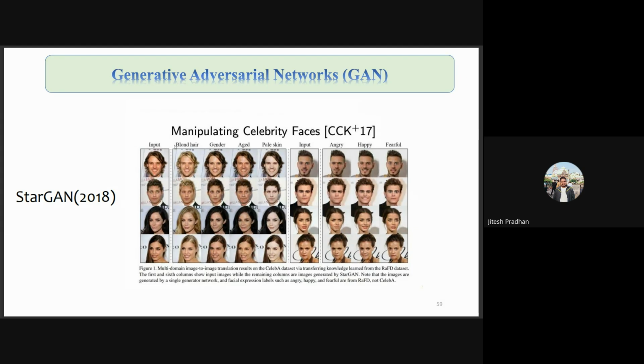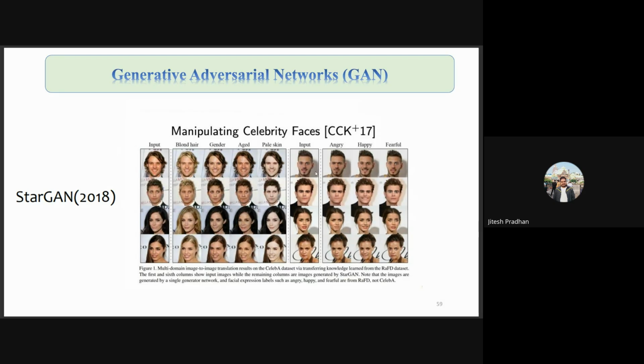From these input images, they have generated this. They have the input, and they have given blonde hair, so the hair has been changed to blonde. Then a gender change, where gender has been changed from male to female, female to male. Then they have aged it, then they have done pale skin. Look at here. From the input you have taken, you have done the emotions. From the same input we have tried to generate an angry face, happy face, fearful face.